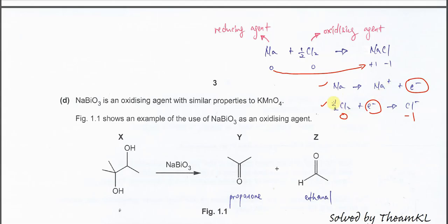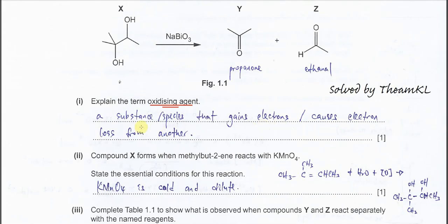So therefore, we know that the oxidizing agent is always the one that gains electrons. Okay, so this is a definition again. Oxidizing agent, a substance that gains electrons. Okay, as easy as this.